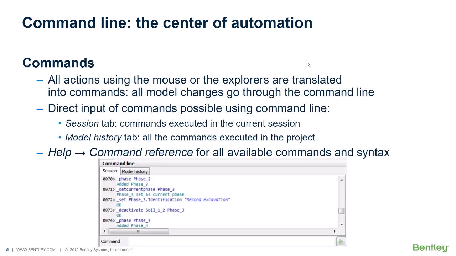And you can see them also always appearing in the bottom of your screen in Plaxis Input. You can also see it in this slide, where we see the command line showing that we added a phase, we changed it to a different current phase, we changed the name of the phase, and deactivated some soil in this phase. So with that we can automate, but it's also a good way to inspect what's happened in the model. Now, if we go to the help menu, there's a very detailed command reference, and all available commands and syntax are available there.